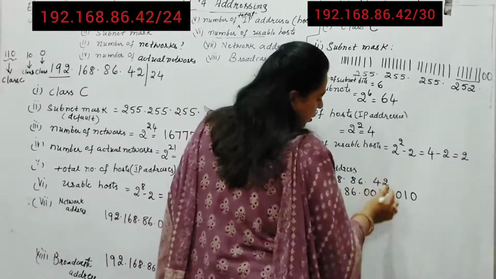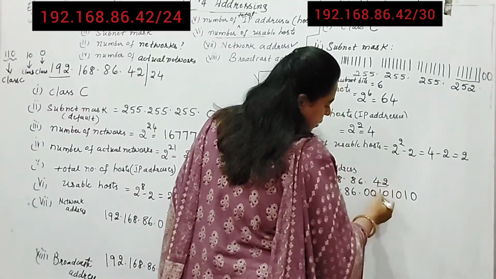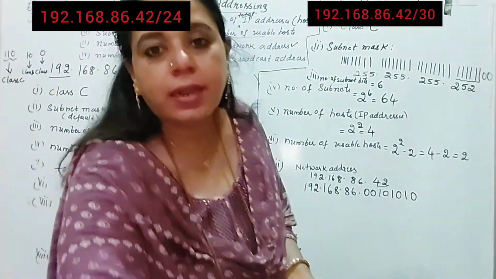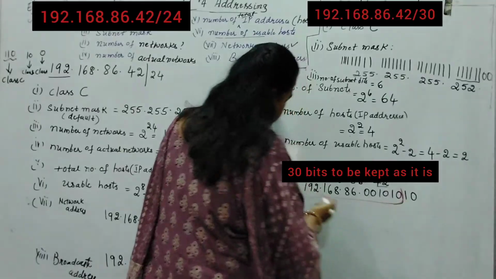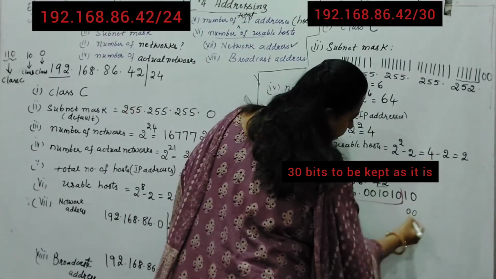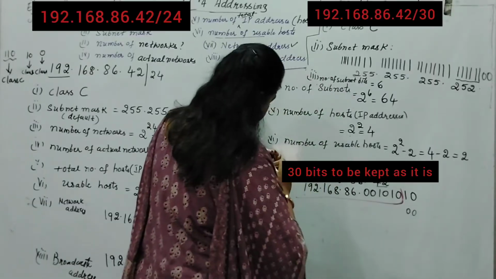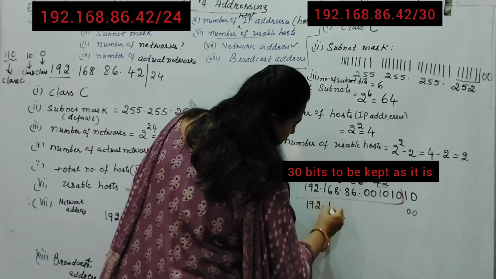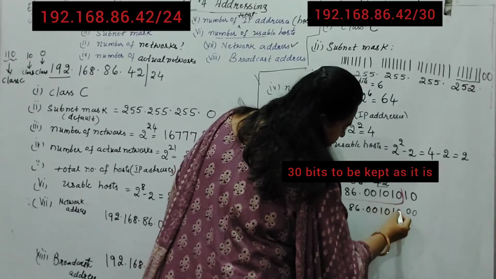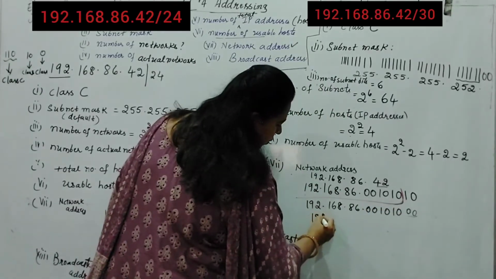The last byte 42 I'm writing in binary, it is 00101010. And to find out the network address, what will you be doing? Only the last 2 bits will be 00. So you will write 00, but the remaining bits will be as they are, 192.168.86.00101000.